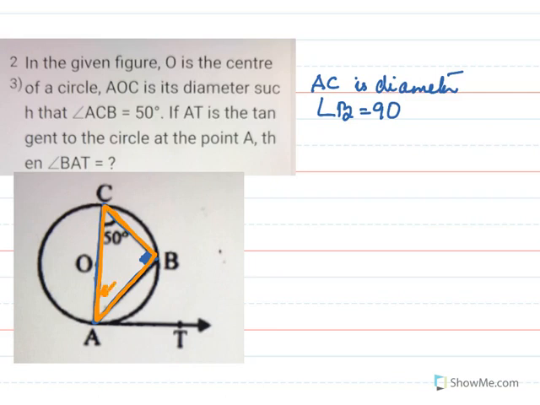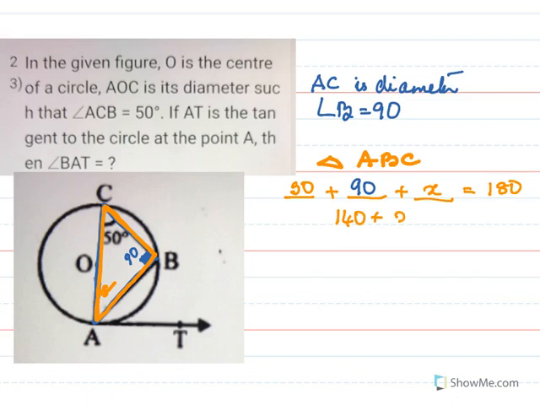We will put this as X here. So in triangle ABC, we'll use the angle sum property. Three angles, angle 1 plus angle 2 plus angle 3 equal to 180. One angle is 50. This angle we have already shown is 90. So this is 90 here. And the third angle, that is X, we don't know. So we have 140 plus X equal to 180. So your X becomes 40.